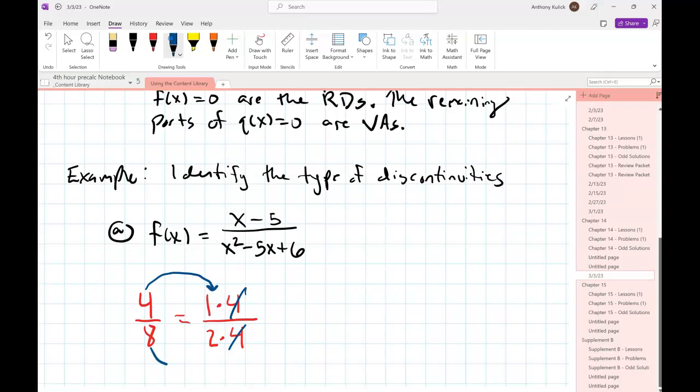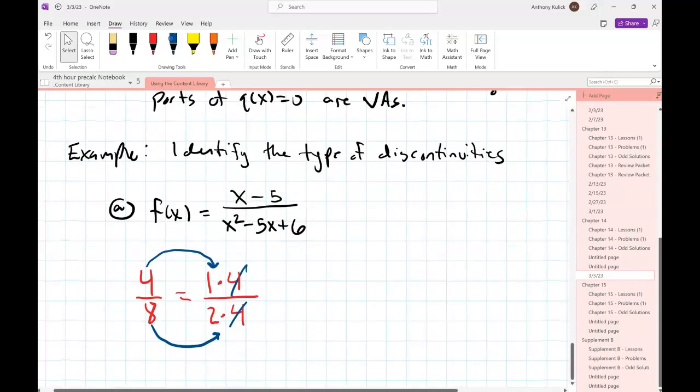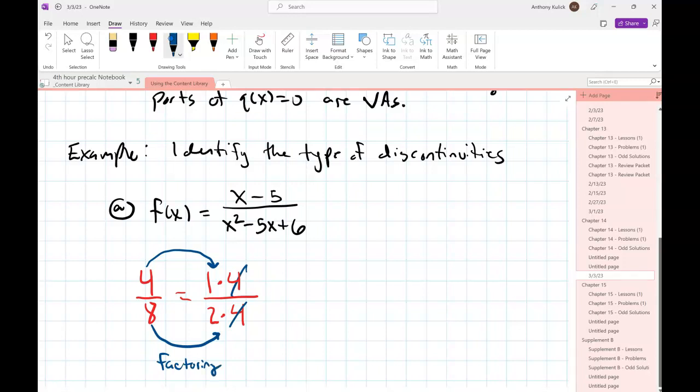What is this process called where I take the 4 and I rewrite it as 1 times 4 and take the 8 and rewrite it as 2 times 4? What do we call that process? That's factoring still. So in order to reduce x minus 5 over x squared minus 5x plus 6, what do we have to do? Factor them, right?